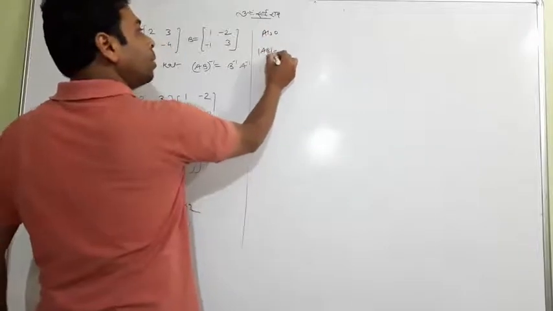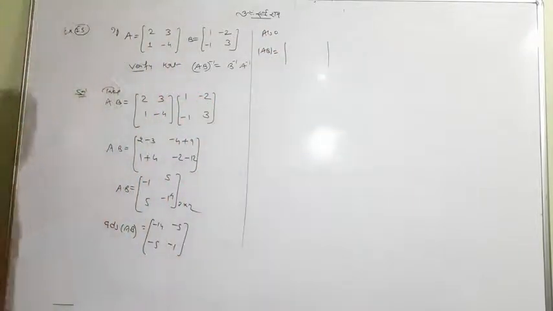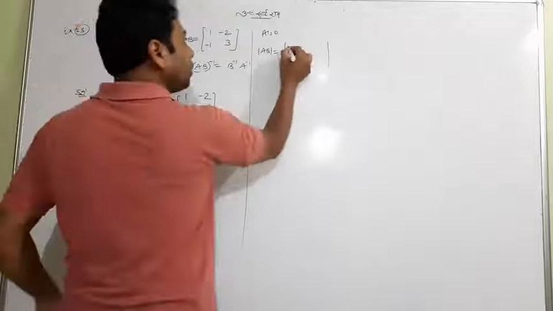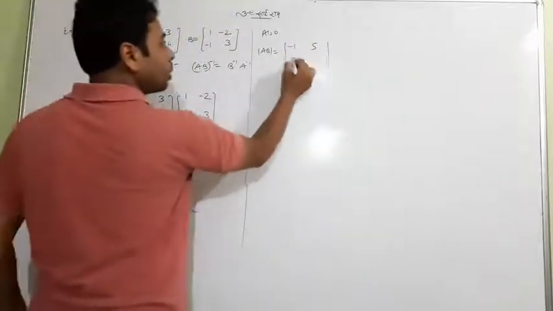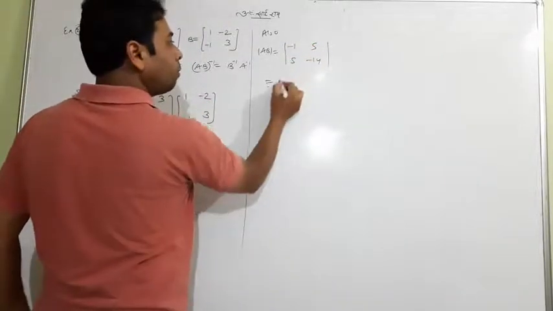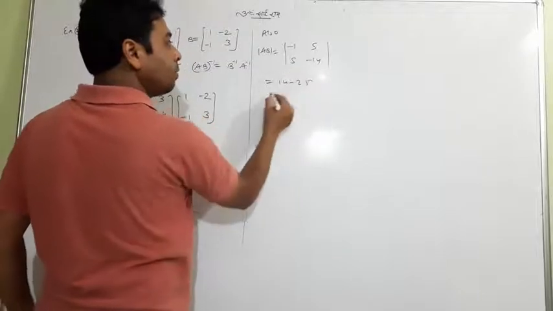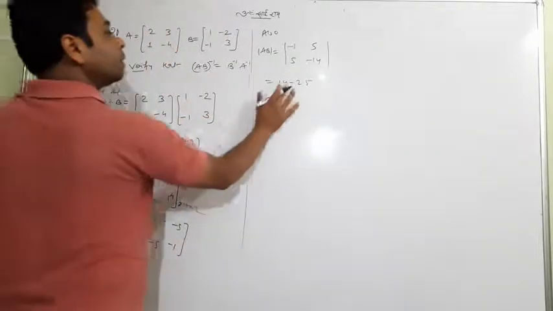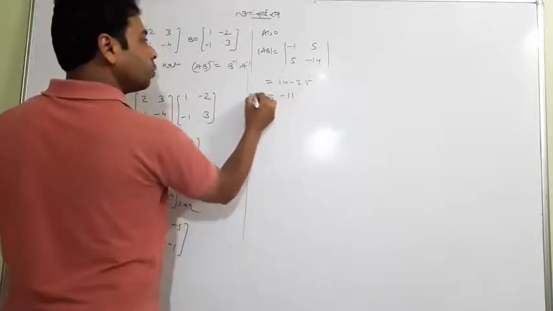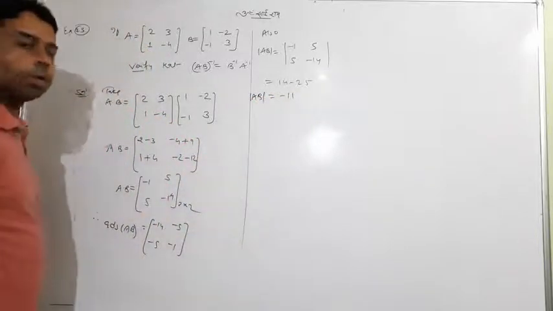Adjoint A, also what to find? Determinant AB. Why? Because in AB inverse we need this one. So what is the determinant of this? Minus 1, 5, 5, 14. So it is 14, 5 fives are 25. It is minus 11. So determinant AB is got.